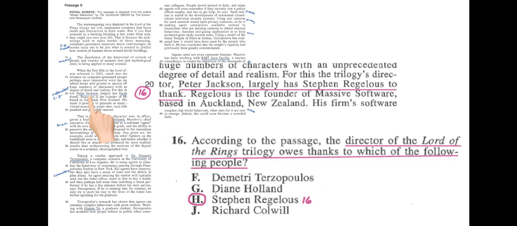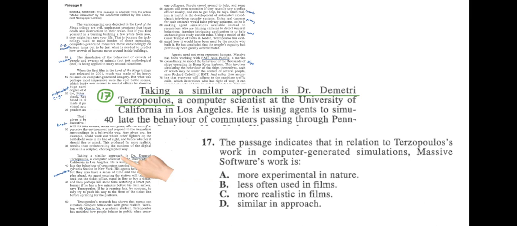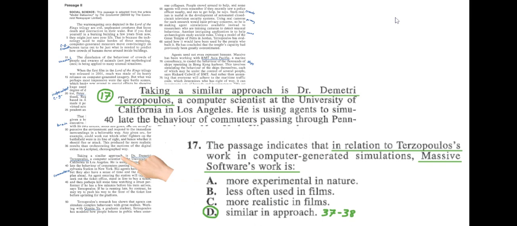All right, the passage indicates that in relation to Terzopoulos' work and computer-generated simulations, Massive software's work is... This one's just a little bit tricky about how it's worded. So the passage indicates, we find where they first talk about Dr. Terzopoulos around line 38. And he has taken a similar approach, is Dr. Terzopoulos. So he's taken a similar approach to Massive software. So similar in approach, right? That was just they talk about Massive software. And since Dr. Terzopoulos takes a similar approach, it's going to be the same.